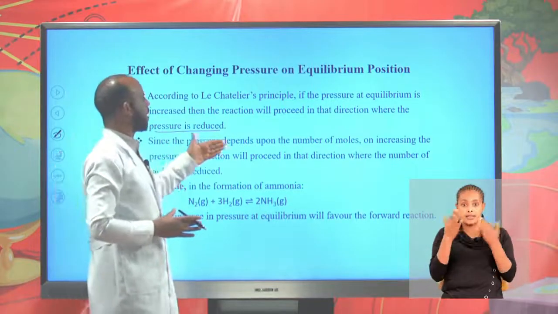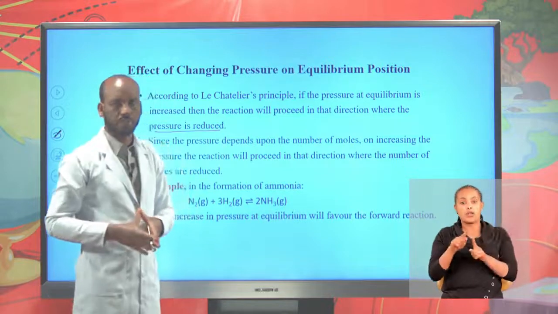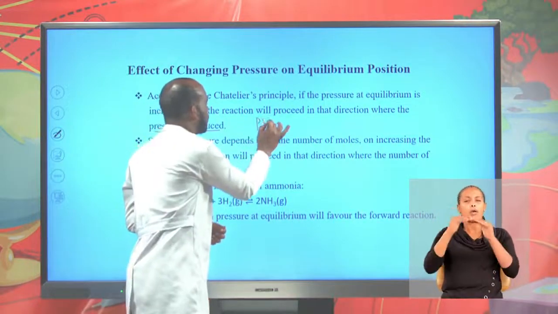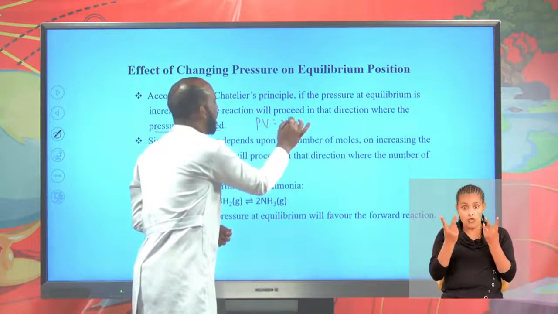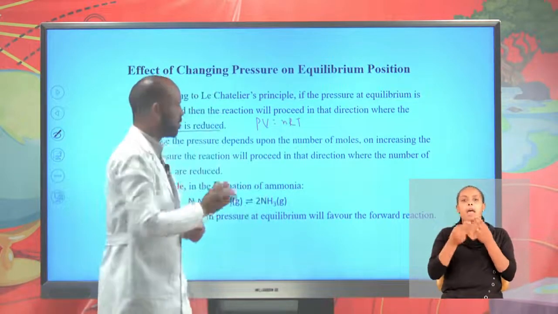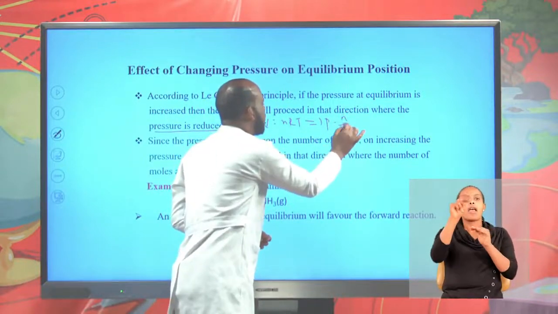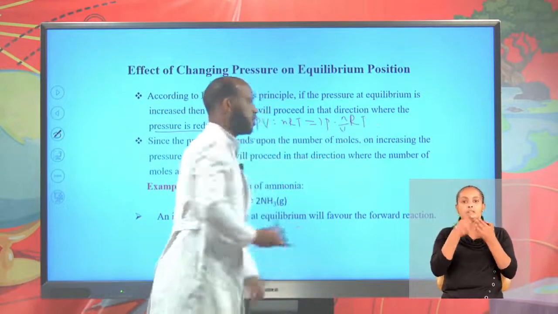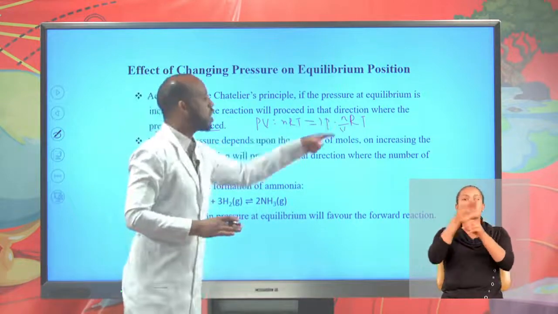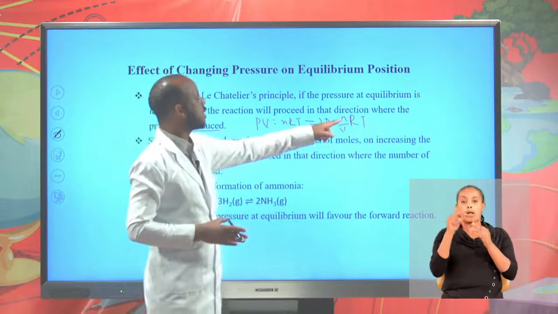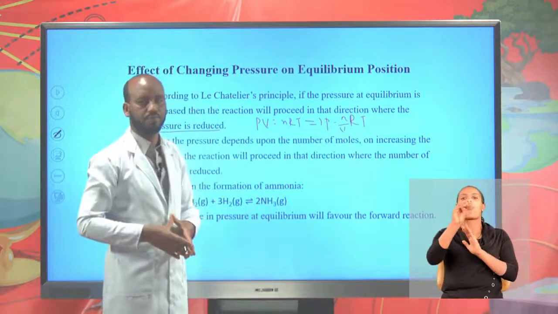Since pressure depends upon the number of moles, from the ideal gas equation, pressure times volume equals n times R times temperature, we have pressure equals n divided by V times R times temperature. You see, pressure and volume are inversely proportional. Pressure depends on the number of moles.